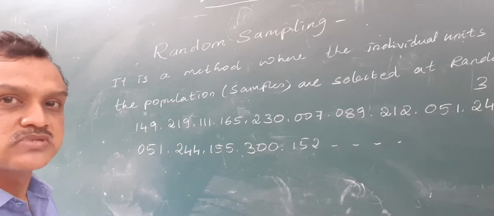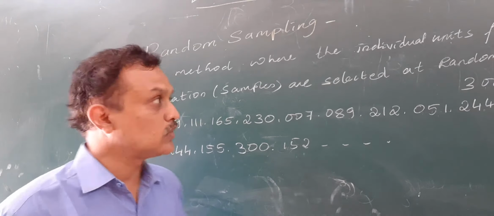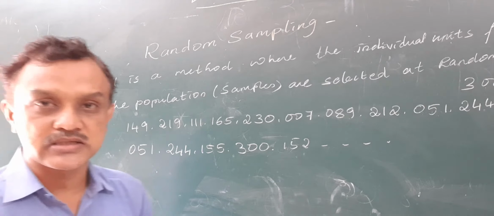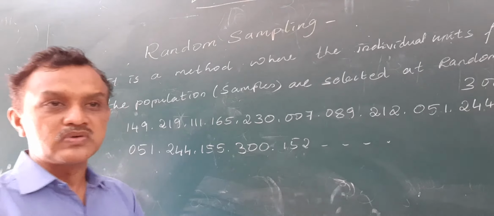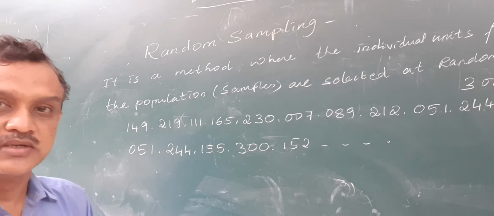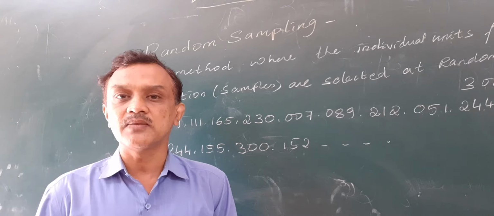So what do you mean by random sampling? Random sampling is a method where the individual units of the population are selected at random. It means we select individual units from the population as samples. So that is called random sampling. Why do we require random sampling?